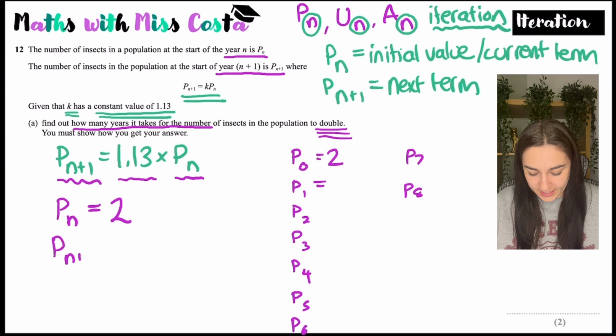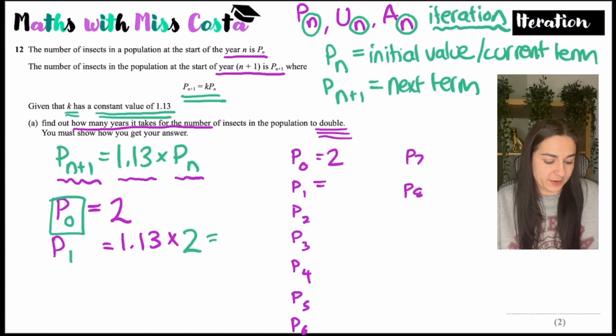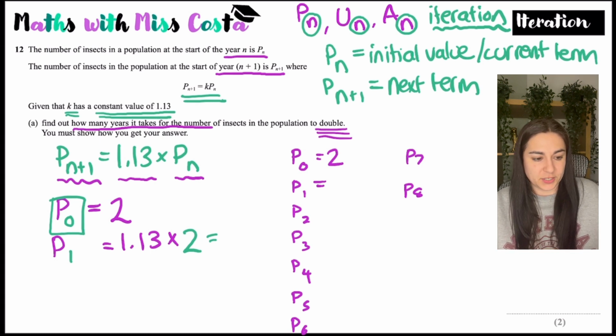So to work out Pn plus 1, what I would need to do is 1.13 times by whatever value I get for Pn, which in this case is 2. And just to make things a little bit clearer, instead of saying Pn plus 1, I'm going to say this is P0. So therefore, this is going to be P1 because it's the next term. So I'm just going to do 1.13 times by 2, which gives me, if I type it into my calculator, 1.13 times by 2 is 2.26.